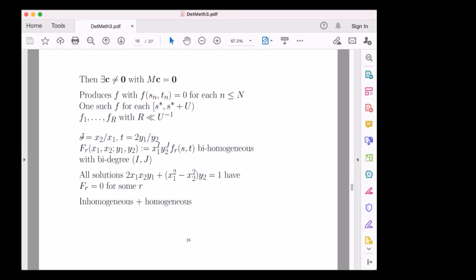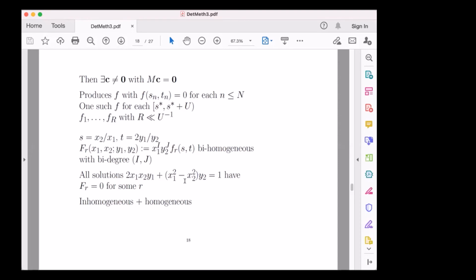Good. Now let's remember that S was x2 over x1 and T was 2y1 over y2. So the values of Sn and Tn are rational numbers rather than integers. And so we can clear denominators by multiplying through by x1 to the i and y2 to the j, and that will produce a bihomogeneous polynomial fr of x1, x2 and y1, y2. And it will have bidegree i, j.